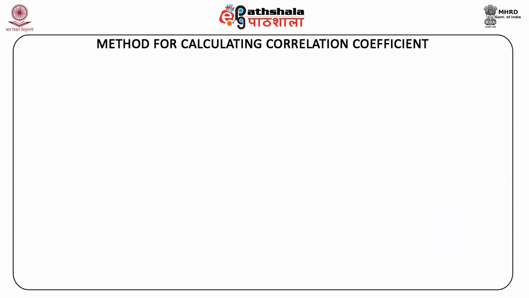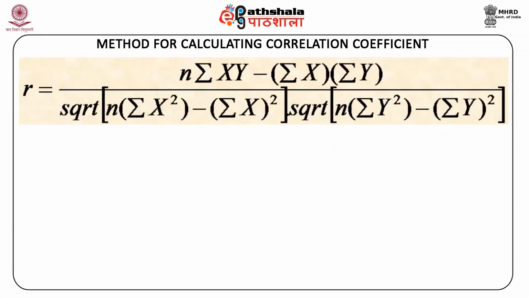The base formula for calculating correlation coefficient is as follows. r equals n sigma xy minus sigma x into sigma y, whole upon square root of n sigma x square minus sigma x whole square, multiplied by square root of n sigma y square minus sigma y whole square. In the formula, n represents the number of ordered pairs that are there in a sample. x and y are the two variables, and SQRT stands for the square root.